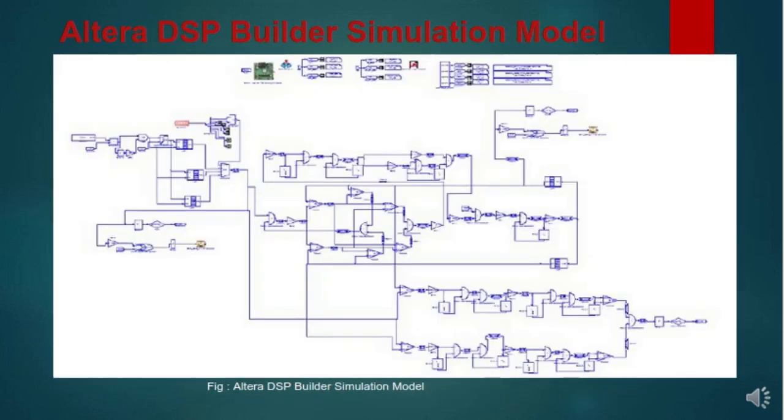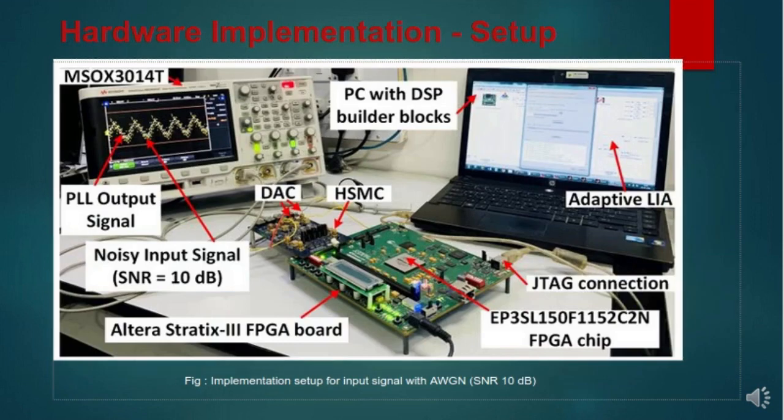After doing the simulation in Simulink, we created the simulation model in Altera DSP Builder for the hardware implementation. This is our hardware implementation setup. We were using an Ultrascale FPGA board. The DSP Builder blocks were converted into RTL code using Quartus synthesizer, and later deployed onto the FPGA board using JTAG. Using the DAC Intel HSLC, we were able to compare the input signal versus the PLL output signal on the oscilloscope.